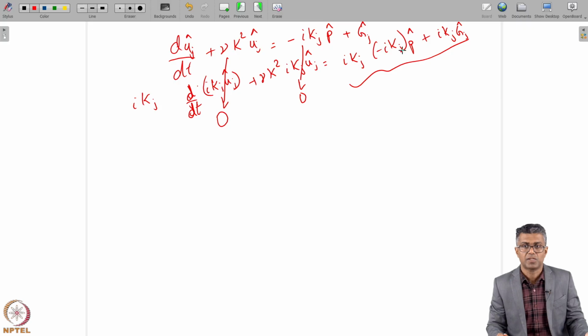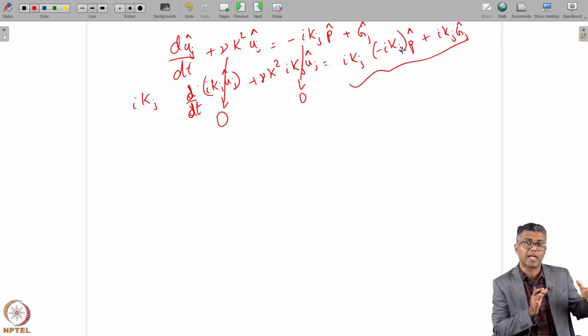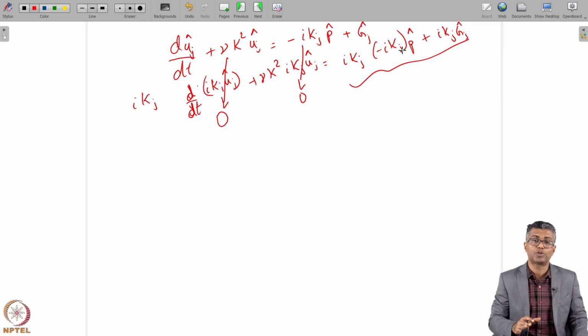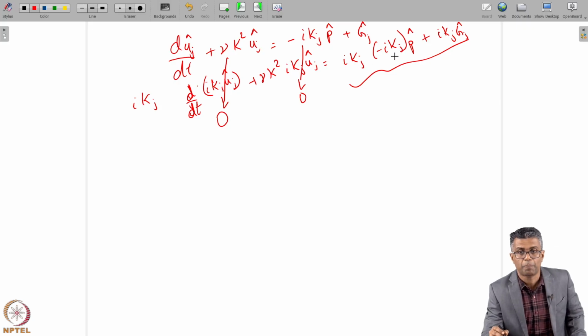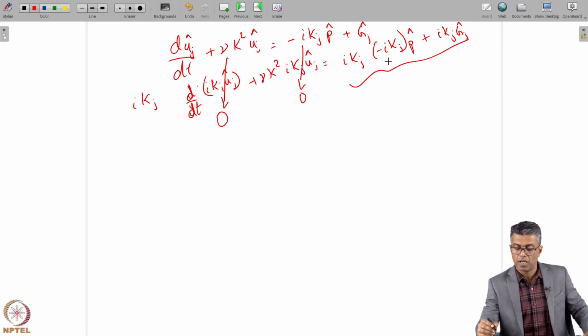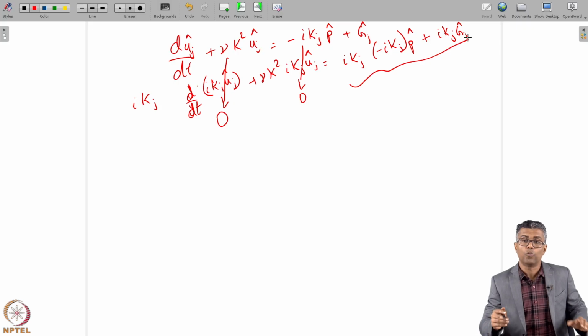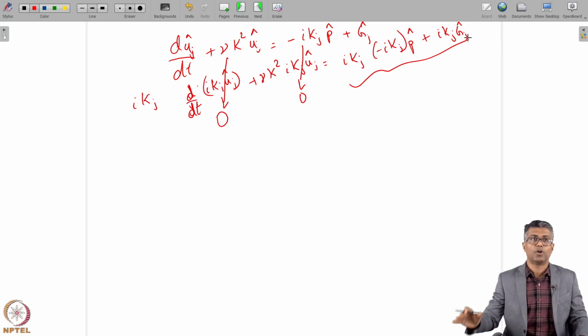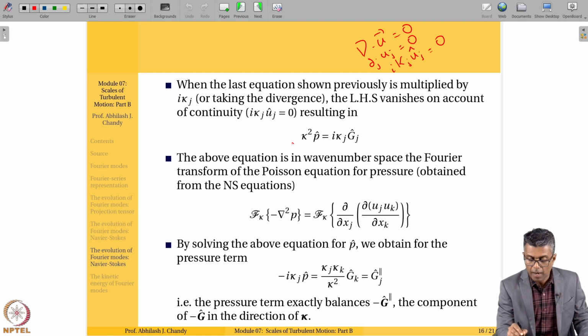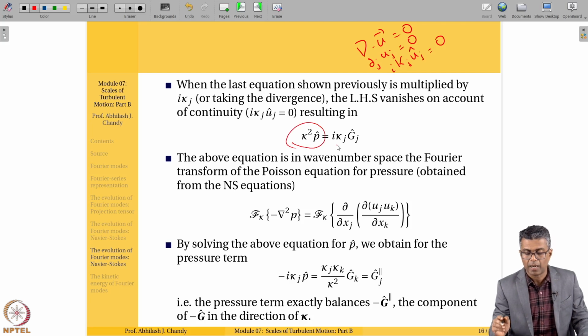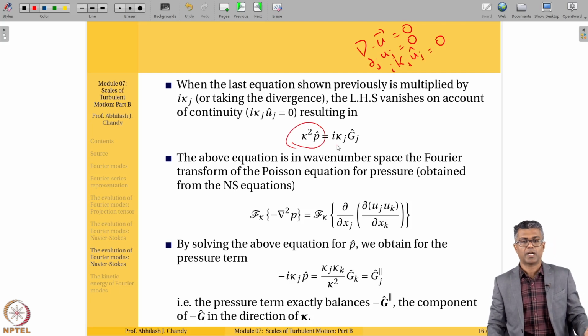It's basically the Laplacian of pressure, which is what kappa squared is. We knew this from physical space. You would get a Laplacian of pressure is equal to the derivative of the nonlinear term. That's essentially what you're getting. You are getting kappa squared p hat, which is the Laplacian of pressure, is i kappa j gj hat, which is the derivative of the nonlinear term. So kappa squared p hat is i kappa j gj hat, which is what I have.